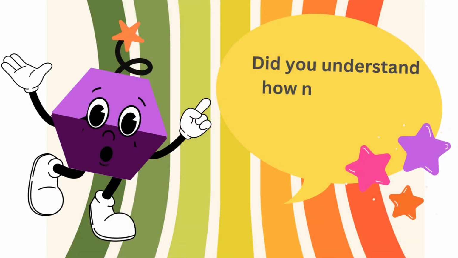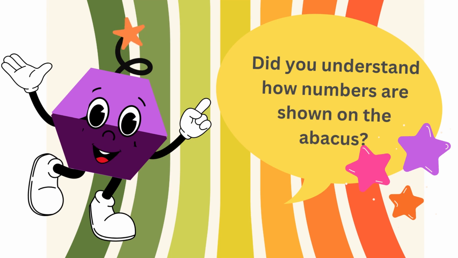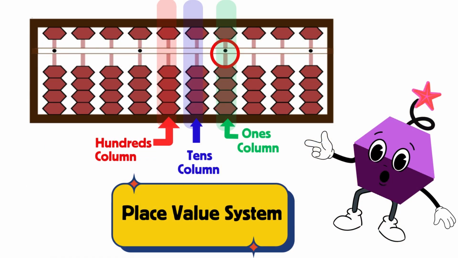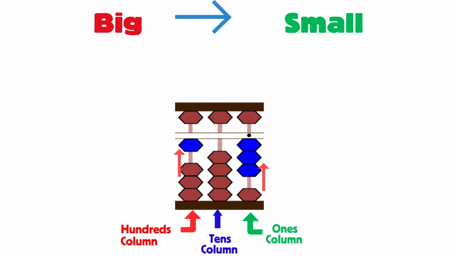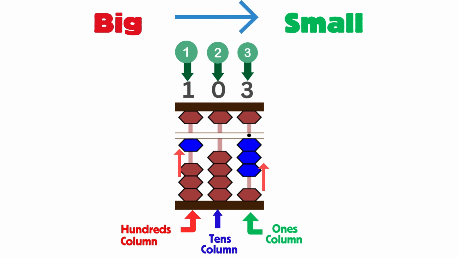Did you understand how numbers are shown on the abacus? Each column in the abacus plays a vital role in the place value system. They stand for different groups of numbers, like ones, tens, and hundreds. When we are reading the abacus, we begin with the column that has the biggest value. No matter how big the number, we just count the beads in each column from the biggest value and write it down on top of each column.